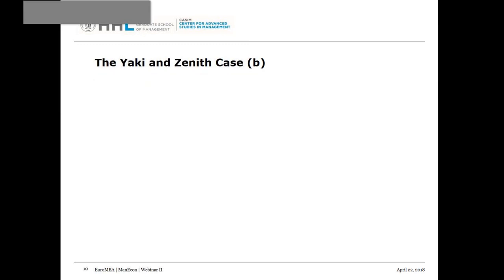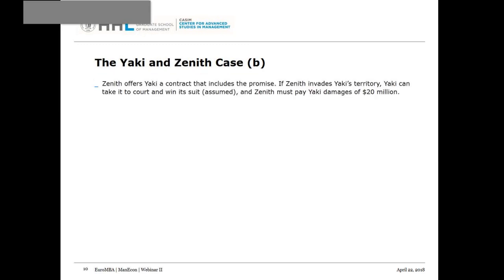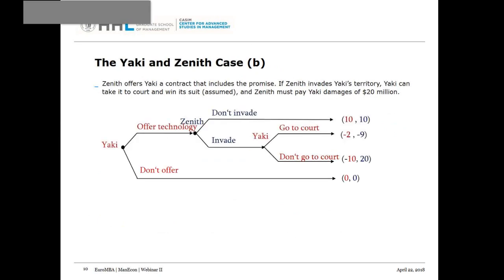We look at part B of the case. So they offer a contract, and in this contract certain rules are implemented. If Yaki's trust is abused, then Zenit has to pay 20 million. So what is changing in the game we had so far is the case of invading. After invading, when the technology is offered to Zenit, Yaki could go to court or not go to court.